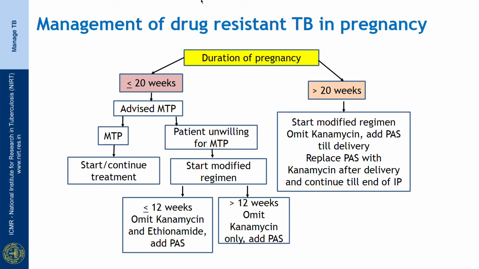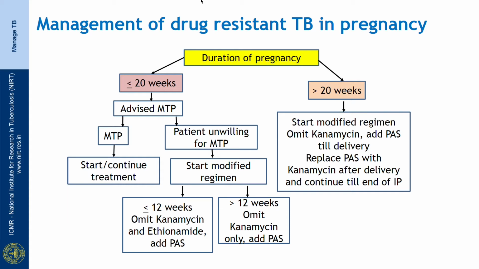So, the management of drug resistant TB in pregnancy: as I have already told, all women of childbearing age should be advised to avoid pregnancy during TB treatment, but if they become pregnant, depending on the duration of pregnancy, the management of drug resistant TB differs. If the pregnancy is less than 20 weeks, medical termination of pregnancy is advised. If the patient is willing for medical termination of pregnancy, we can start or continue the existing treatment. If the patient is unwilling for MTP, we have to start a modified regimen.